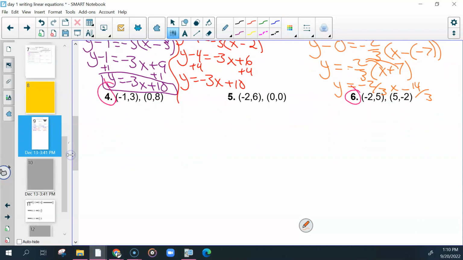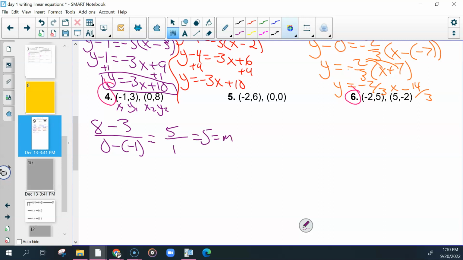If we had a problem like number 4, same process, find your slope first. So we have 8 minus 3 over 0 minus a negative 1. What would your slope be? Positive 5, because we have 5 over 1, which is 5. Again, if you have a point that has a 0, use that one because it'll make your life easier.